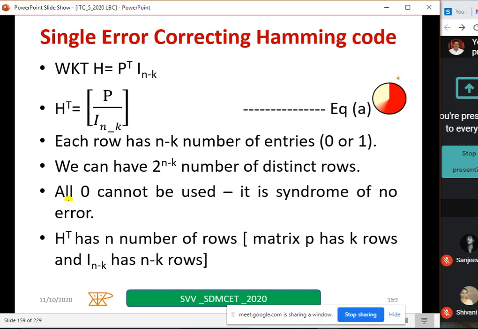All of you know all 0 cannot be used as a parity. Parity, how can we write? Any combination of zeros and ones we can use as a parity, but all 0 cannot be used because it is the syndrome of no error. Other than that, any zeros and 1 combination I can use as a parity matrix. That is the meaning of this particular line.